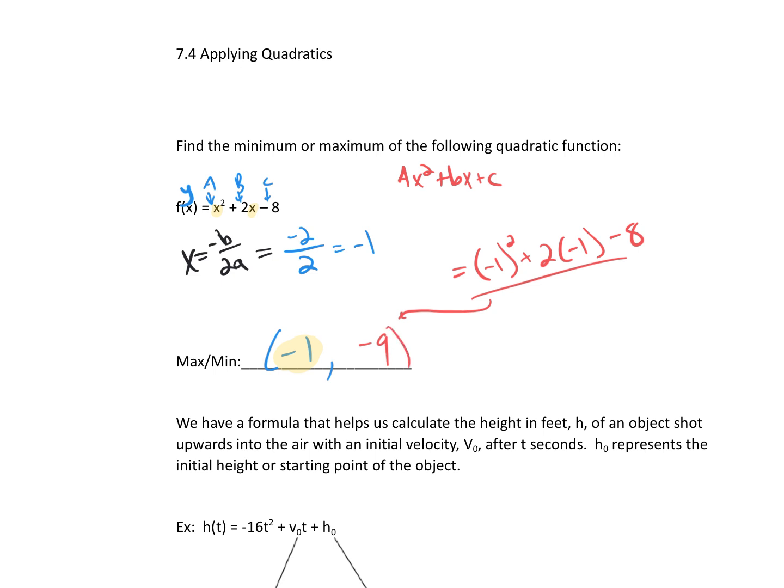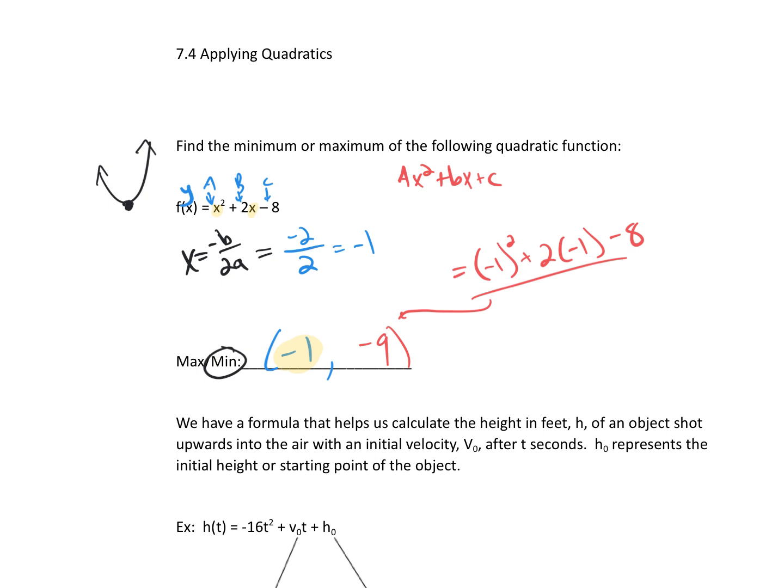So here we found the vertex. The last step is to figure out if it's a maximum or minimum. Going back to our a value, as long as that a value is positive, we know that our U-shape is going to open upwards. So here our vertex is going to be the lowest point, making it a minimum point.